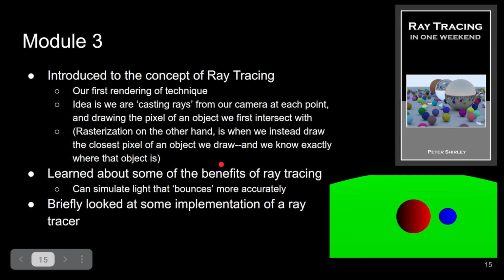Then module 3, we went into our first rendering technique, which was the backward ray tracer, this idea of casting rays from our camera to each point, and that this is different from rasterization, right? This idea of casting rays and testing for intersections and then figuring out how to fill in shapes based off of that. Okay. We also learned about how ray tracing is a really cool technique because we can simulate how light works, okay, and bounces around in that sense. Okay. And then we looked at what was my implementation of a ray tracer to get you started off.